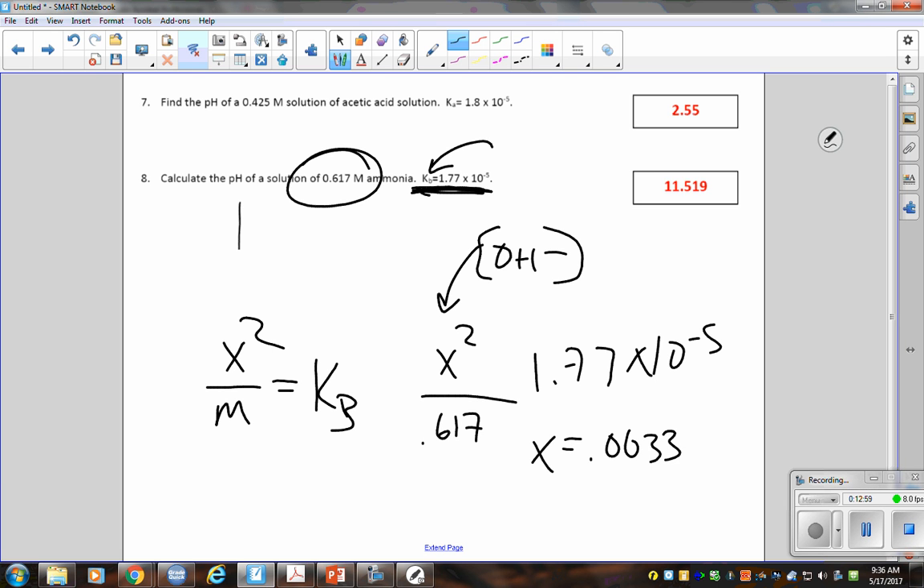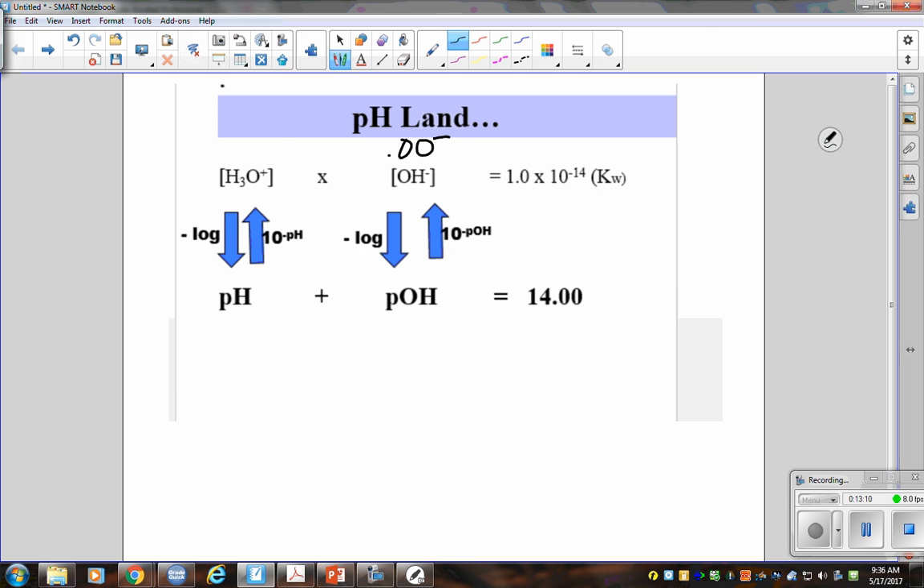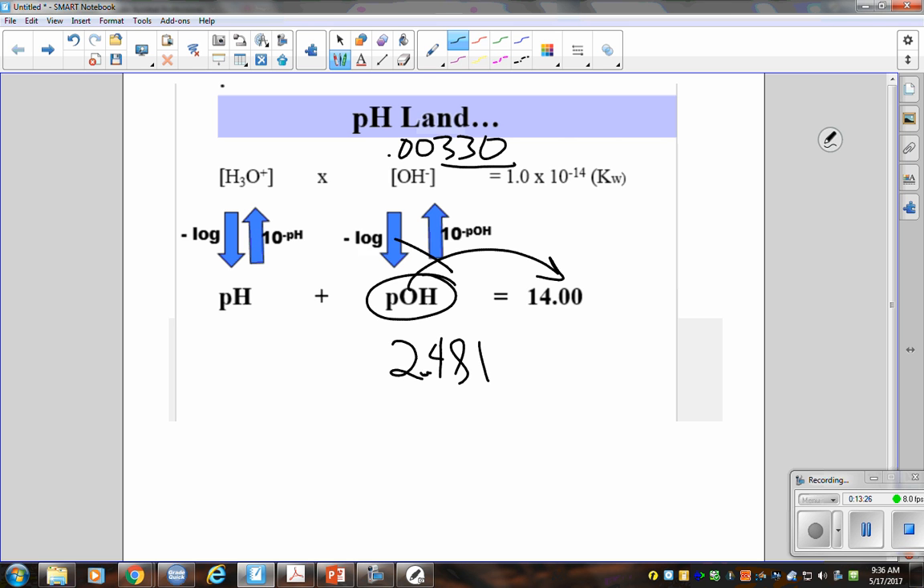So I go to pH land. What is it? So I'm going to go here to my pH land. That means 0.00330. Then all I'm going to do is take the negative log of that. Remember, I have 3 figs, so when I start my decimal places, my pOH is going to be 2.481. That ain't pH. I have to subtract from 14, then I get pH. So I go 14 minus 2.481, saved by the bell. 11.519, yo. 3 decimal places because it started with 3 significant figures.